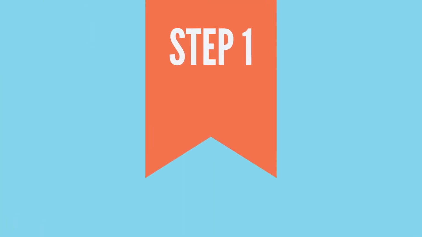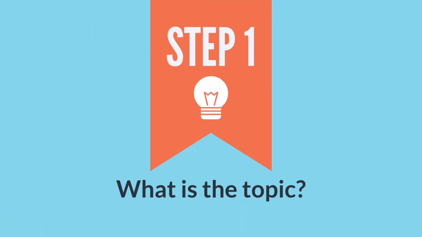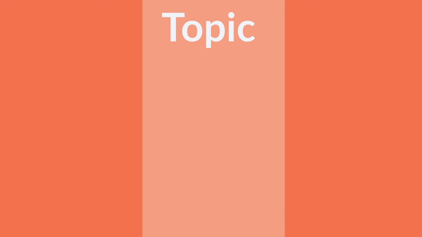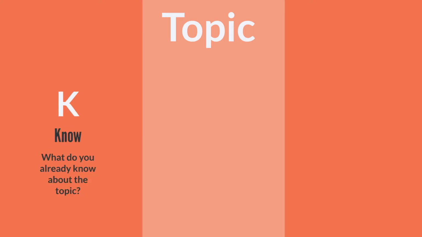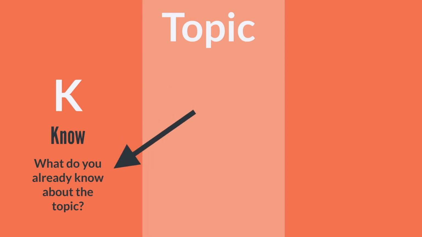First, ask yourself, what is the topic of your book or article, and write that at the top. The K stands for know. Ask yourself this, what do you already know about the topic or book? Write everything down here, and this is done before you read.